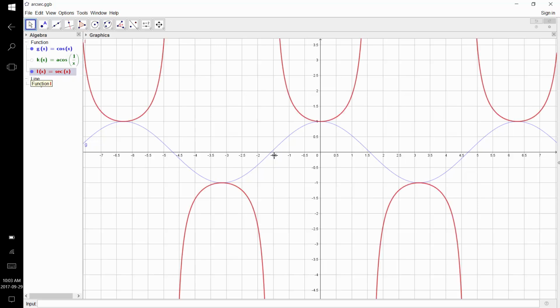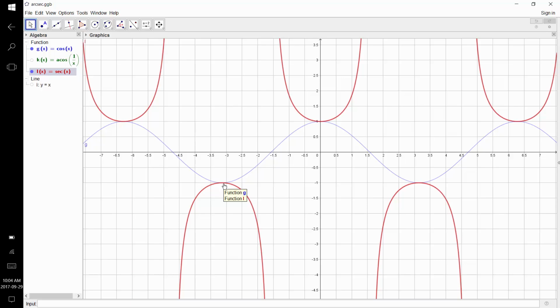Notice that wherever cosine has a 0, secant has an asymptote because you're dividing by 0, so it's going to go off to infinity. 1 over 1 is 1, so you can see that the two graphs touch anywhere that we get either 1 or minus 1. So everything is fine there. But again, we see that the secant function, as you would expect, it repeats. It's not 1 to 1. And so if we want to define an inverse, how are we going to do it?